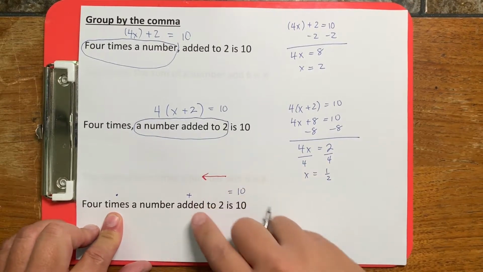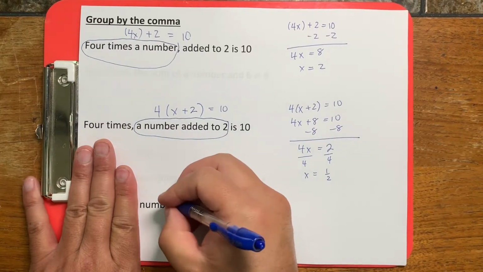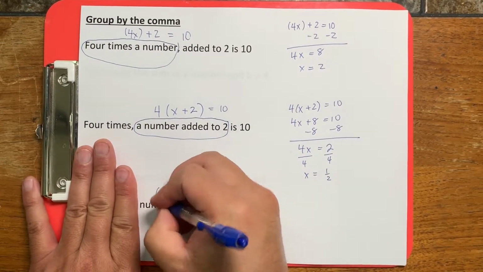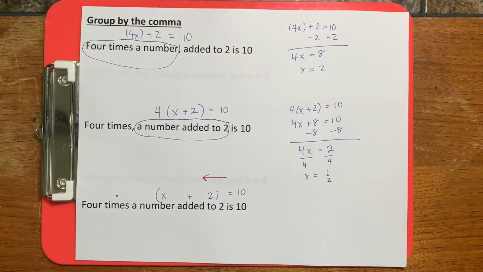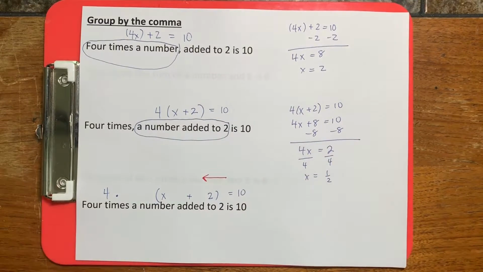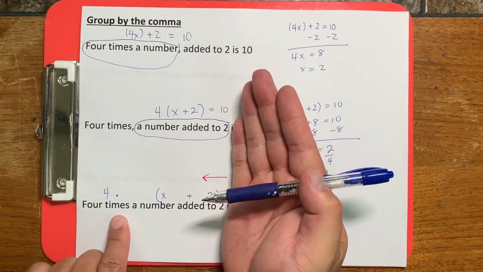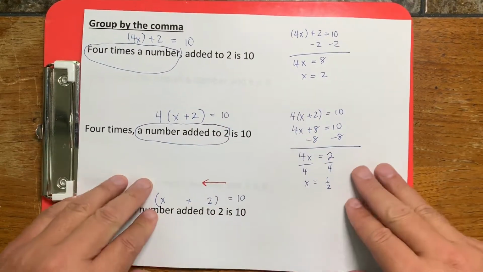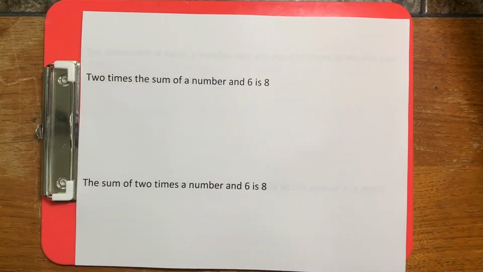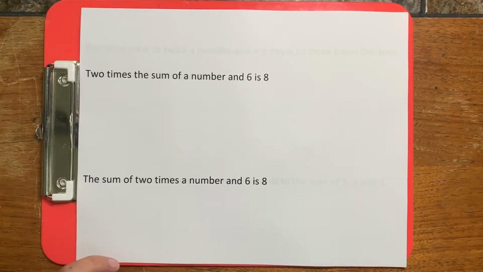If we go backwards, we hit the addition first. So what we'll first do is x plus 2. Why? Because reading this backwards, that's what we got to first. And then what we'll do is 4 times that, is equal to 10. So if there are no commas, from the equal sign, go backwards and do that operator first. Okay, so let's try that a few more times.